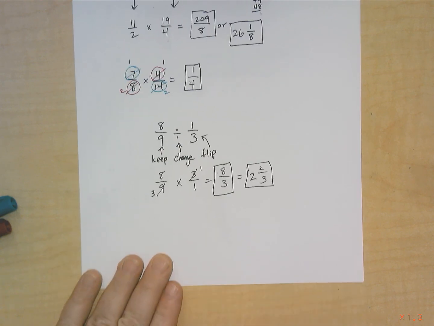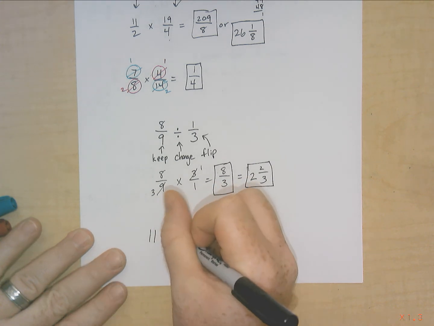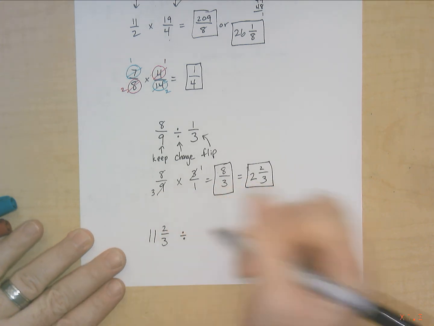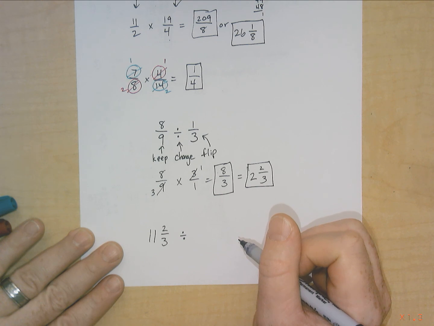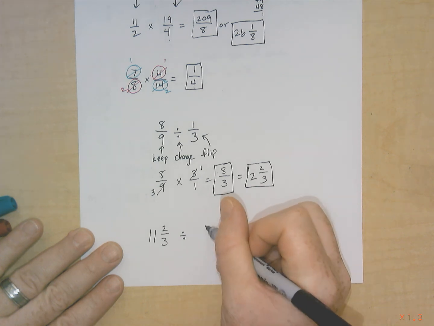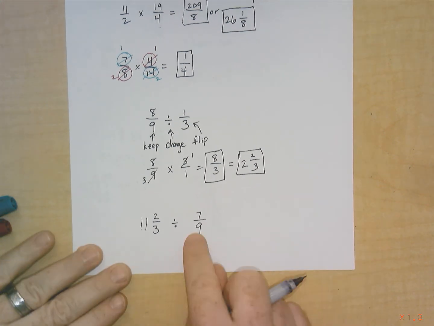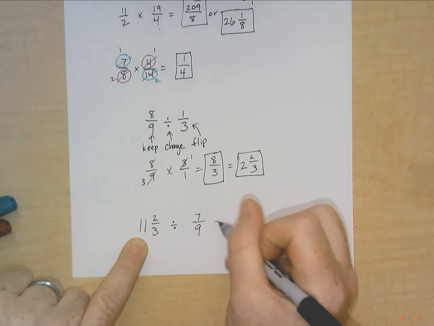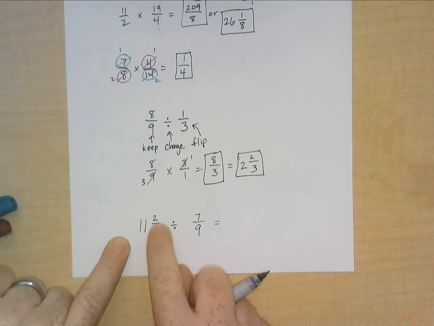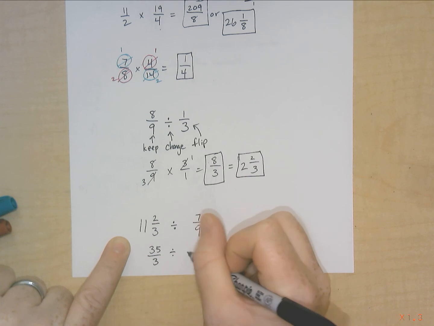Okay, so let's say I've got a mixed number like 11 and 2/3 divided by, let's see, try to think of something not too difficult. Let's say 7/9. Okay. So you keep, change, flip, but the problem with this one is this isn't an improper fraction. So you want to change that to an improper fraction. So this would be 3 times 11 is 33, plus 2 is 35. So 35 over 3 divided by 7 over 9.